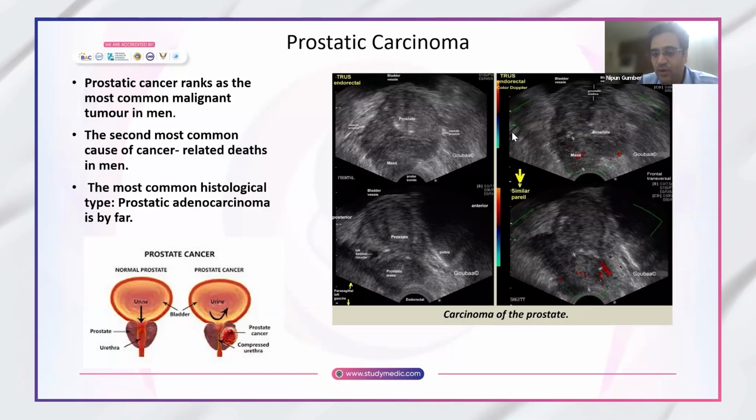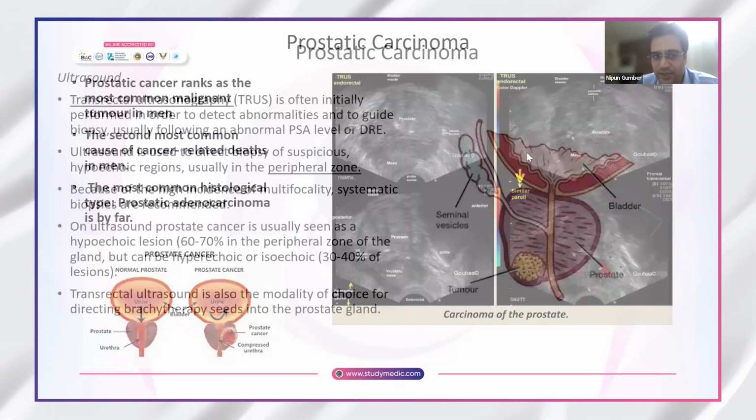And as I told you, prostatic cancer is generally diagnosed on transrectal ultrasound. Here you can see this is the prostate. There you can see a hypoechoic mass lesion in the peripheral zone of the prostate showing internal vascularity, and this is an example of a carcinoma of the prostate.